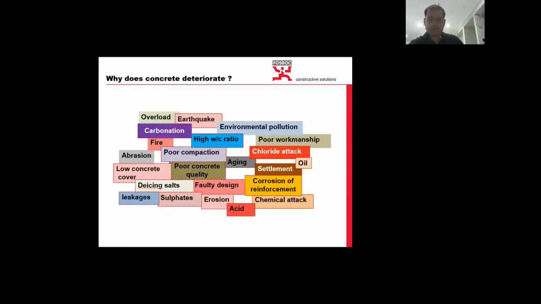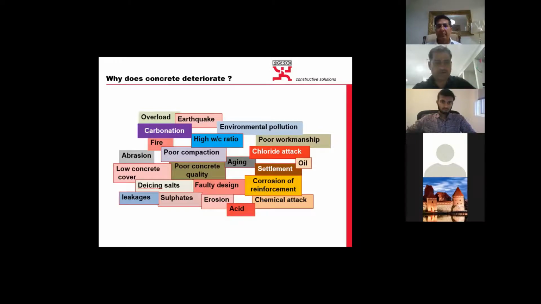So why does concrete deteriorate? There are a number of factors. I don't want to name all of them, we could spend a whole night on this, but there are a number of factors that could be responsible. It could be poor design, poor workmanship, poor compaction, abrasion, fire, leakages, environmental factors like carbon dioxide and chloride attack, settlement, seismic earthquakes, chemical attack, mechanical damage, something has bumped into the column in the car park.